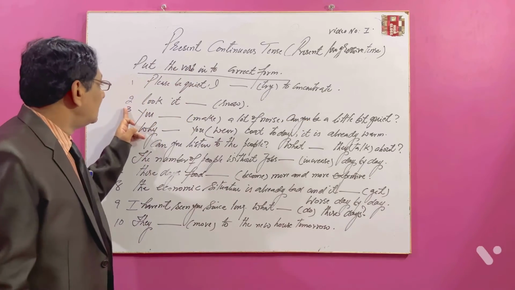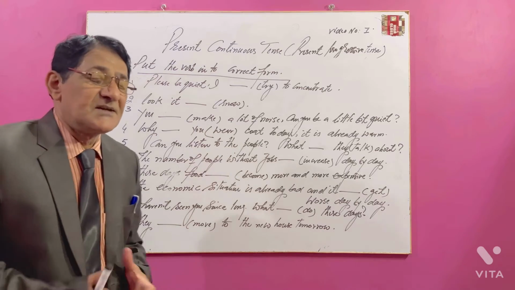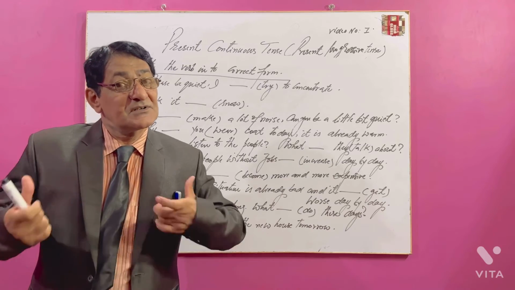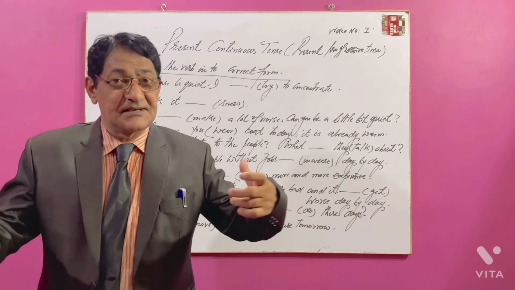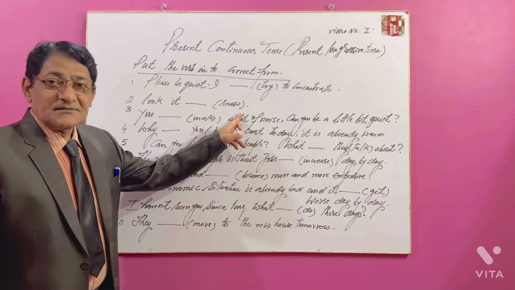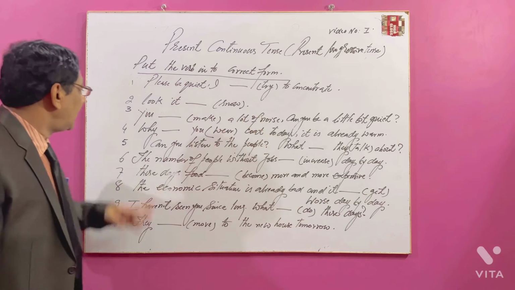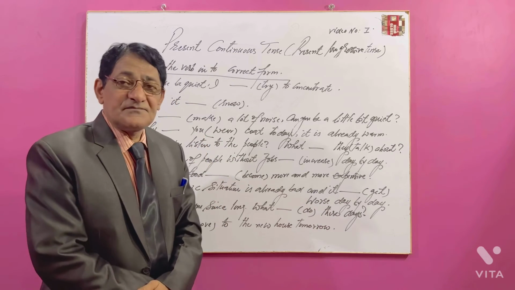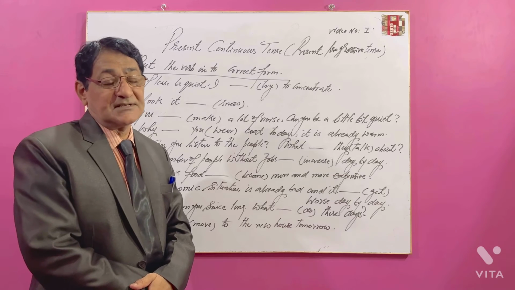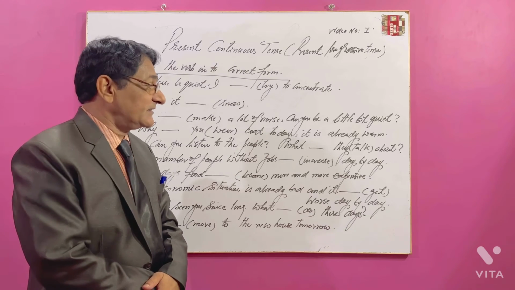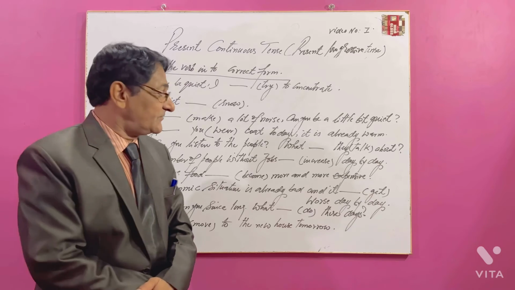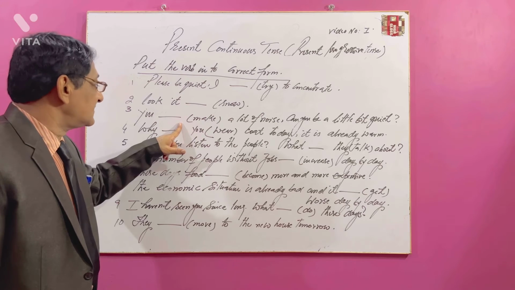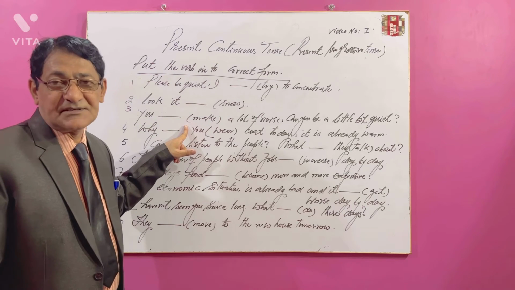Sentence number 2, look, it dash snow. Look, if I talk to anybody and say, look, it means I want to draw attention to something happening exactly at the time of speaking. Look, it is snowing. Look, it is raining. And number 3, you dash make a lot of noise, can you be a little bit quiet? If somebody is making unnecessary noise in the room, and someone is studying there, you want to make them quiet by saying certain words. You are making a lot of noise, can you be a little bit quiet? You are making is right here.